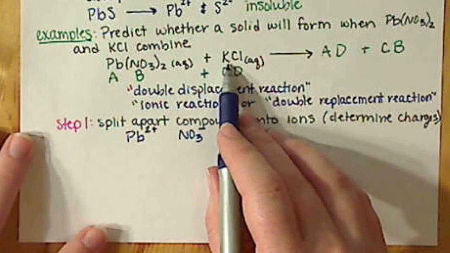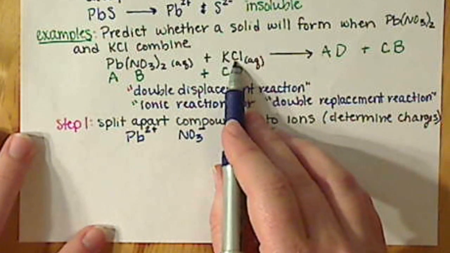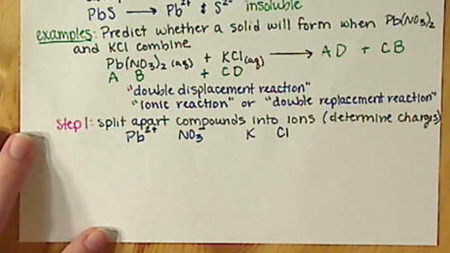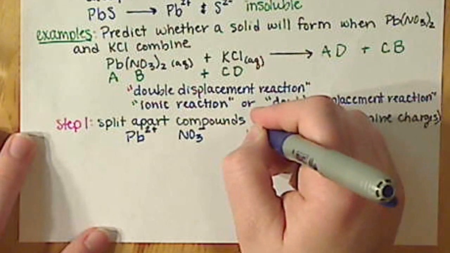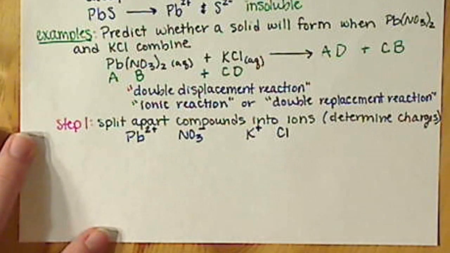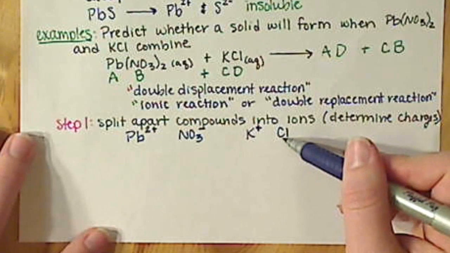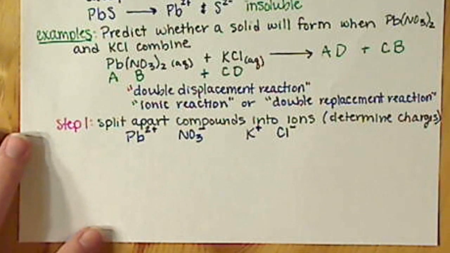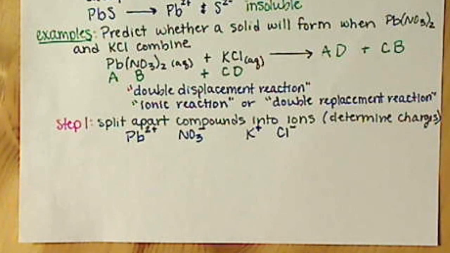And then we're going to split apart our potassium and our chloride ions. Consulting a periodic table, we know that potassium is in group 1A, so it forms a +1 charge. Chloride ion is in group 7A. It's one of the halogens, so it has a -1 charge.